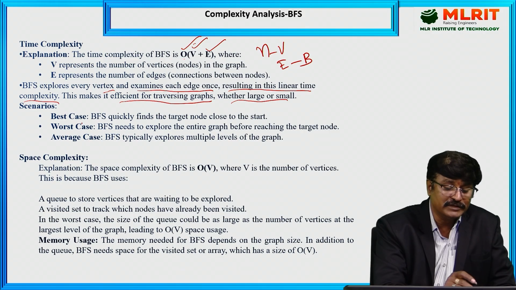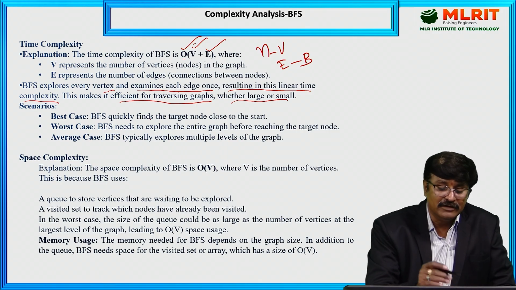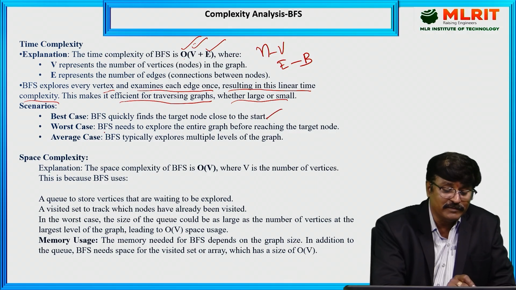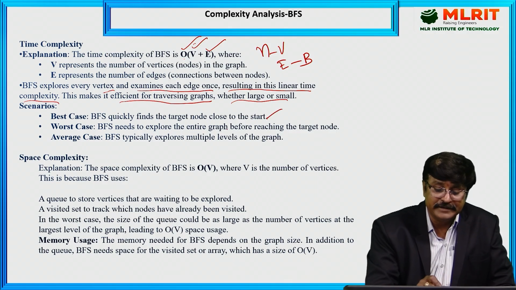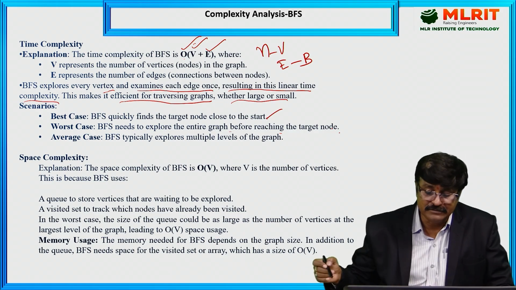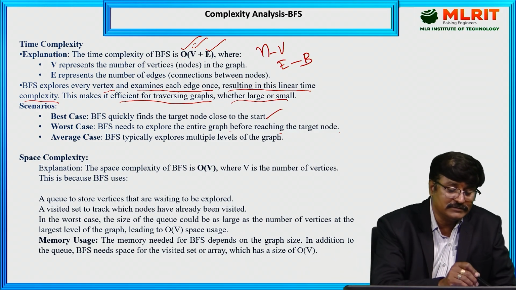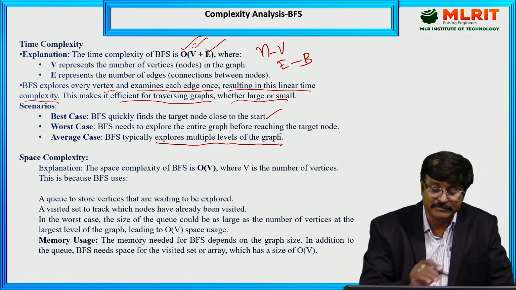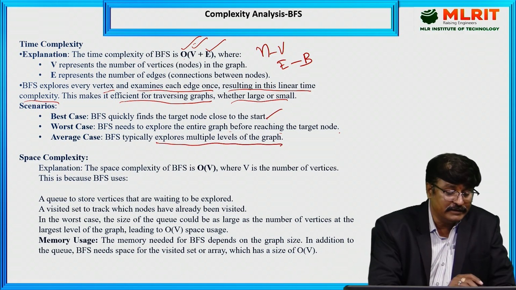The best case means you get it immediately, if the goal node is near to the starting node. Worst case means BFS needs to explore the entire graph before reaching the target node. That is the worst case, where the goal is at the last edge, the worst situation. In the average case, BFS typically explores multiple levels of the graph. So those are the different scenarios.